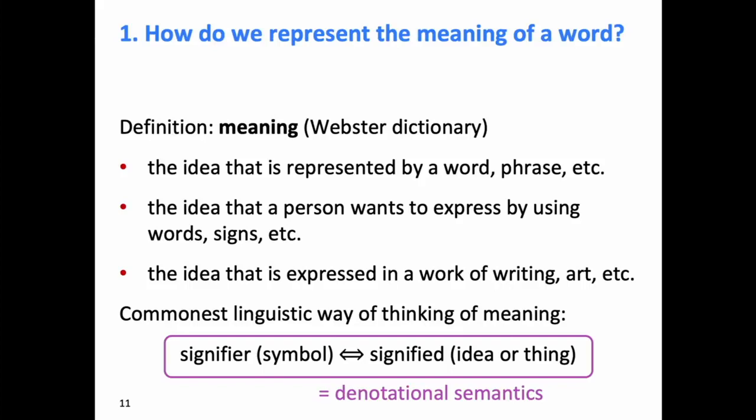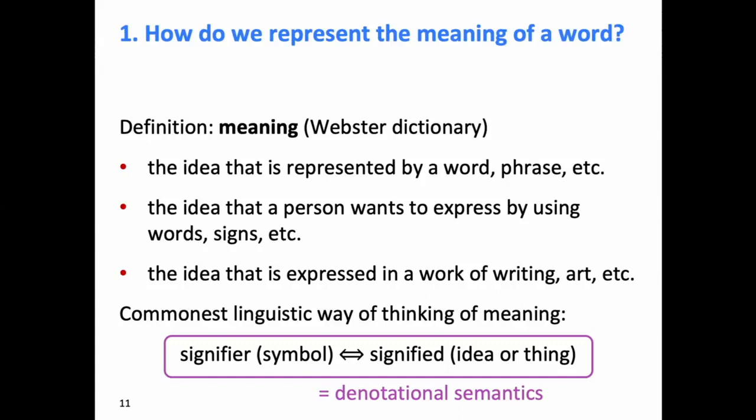And so we want to represent meaning. And so the question is, what is meaning? So of course, dictionaries are meant to tell you about meaning. So you can look up dictionaries, and Webster tries to relate meaning to idea. The idea that is represented by a word or a phrase, the idea that a person wants to express by words, signs, etc. I mean, you could think that these definitions are kind of a cop-out because it seems like they're rewriting meaning in terms of the word idea, and has that really gotten you anywhere?